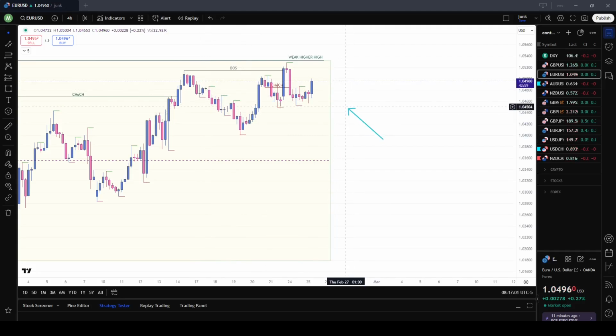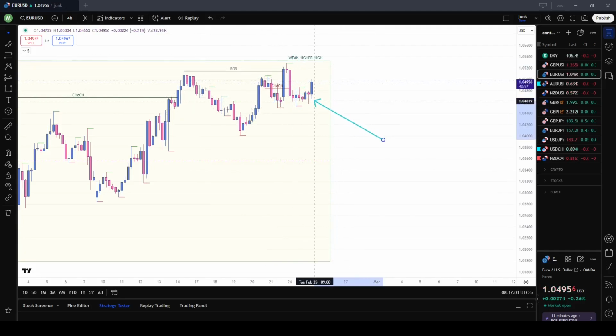But right now, it is just trading sideways, as you can see, expanding a low, a high, and then that's a higher low within this current range. So I don't see any setup.